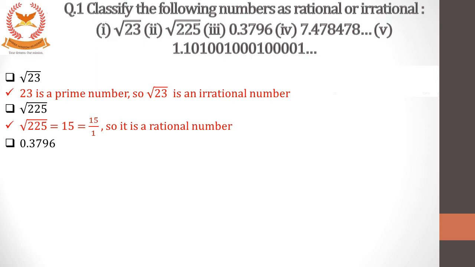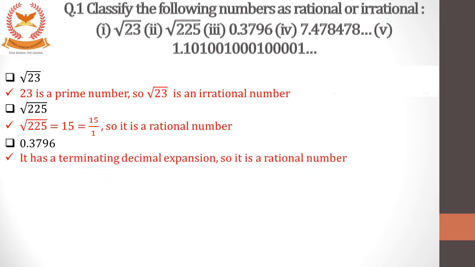Next, 0.3796. अब ये डेसिमल एक्सपांशन कैसा है? इट इज अ टर्मिनेटिंग डेसिमल एक्सपांशन, और टर्मिनेटिंग डेसिमल एक्सपांशन है, इसका मतलब वो नंबर कौन सा है? इट इज अ रैशनल नंबर. ये हमने प्रीवियस सेशन में ही देखा हुआ है, राइट? As it has a terminating decimal expansion, it is a rational number, correct?